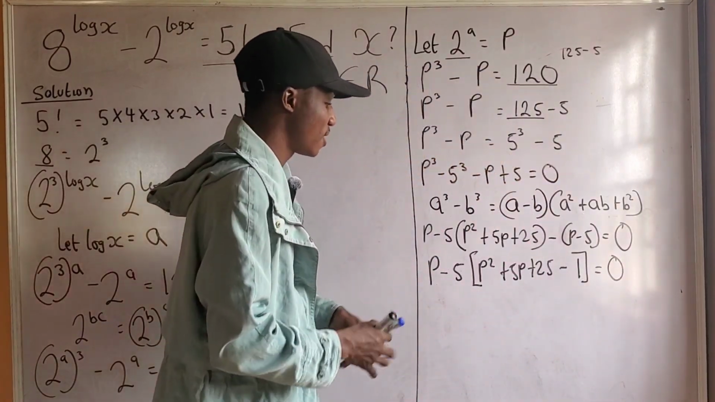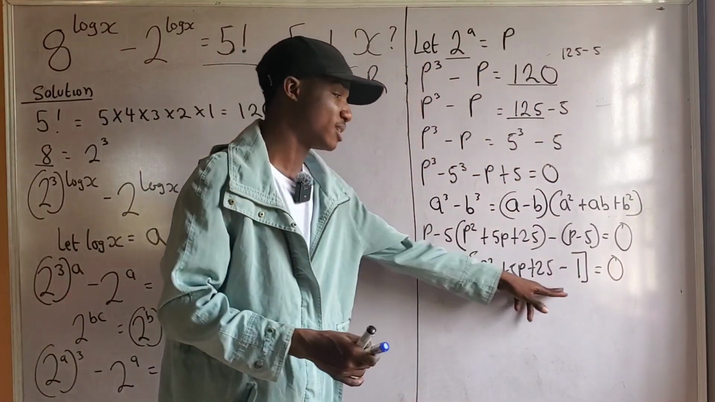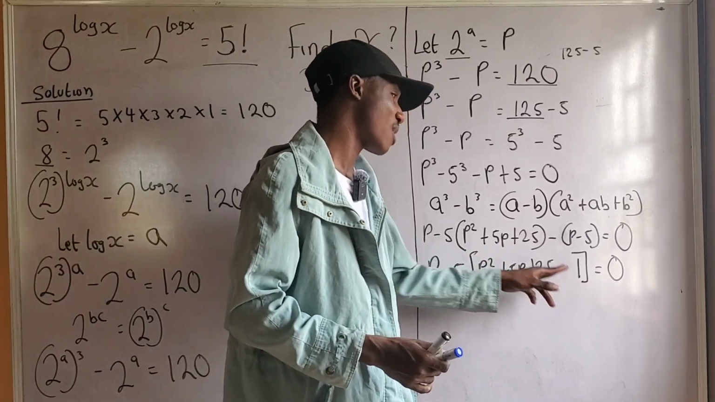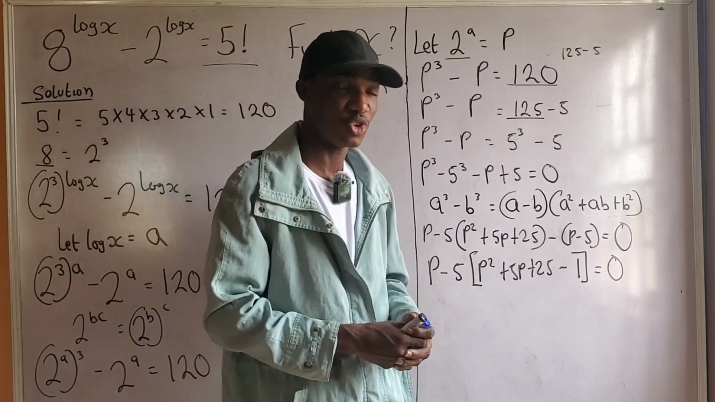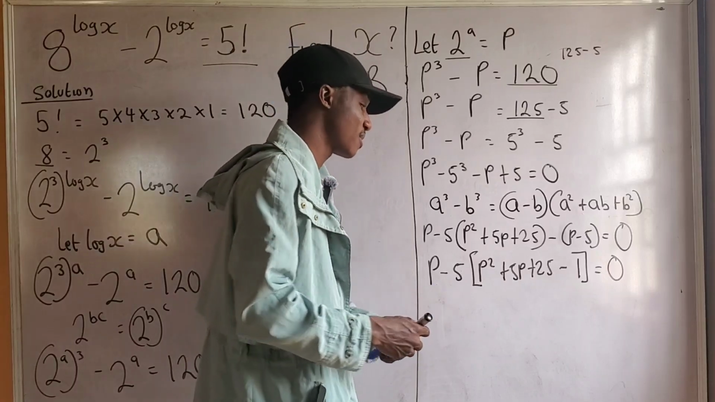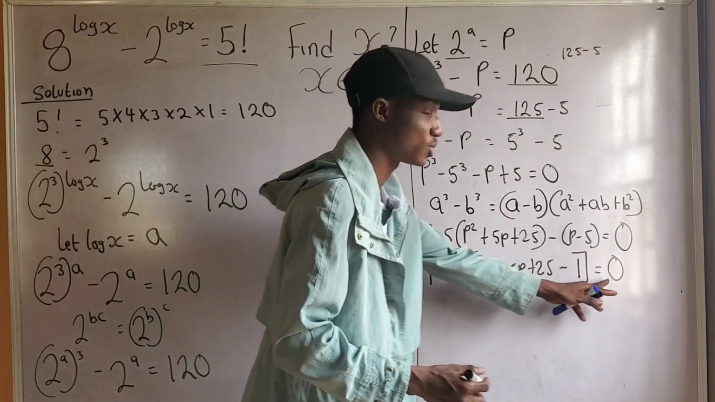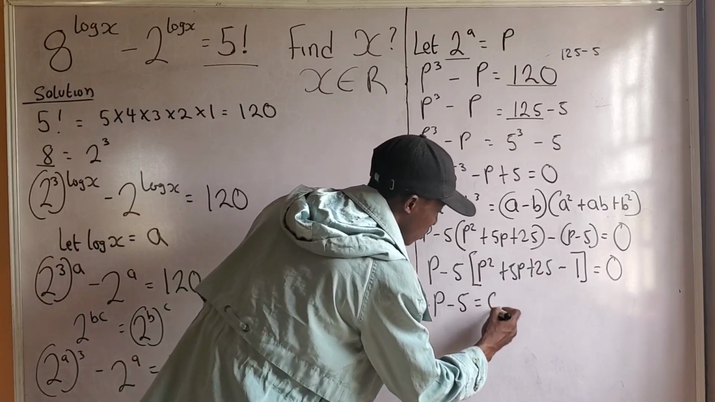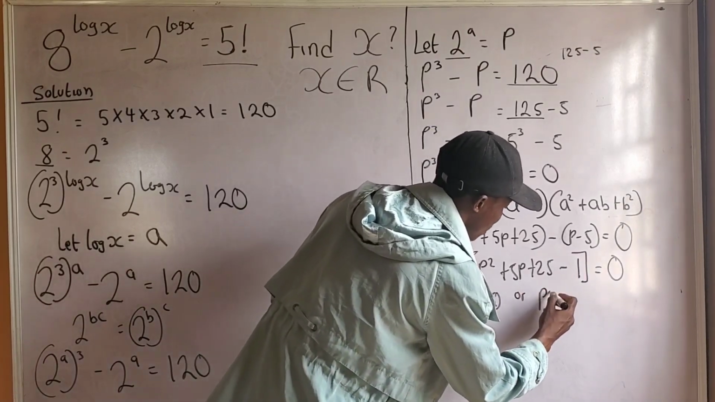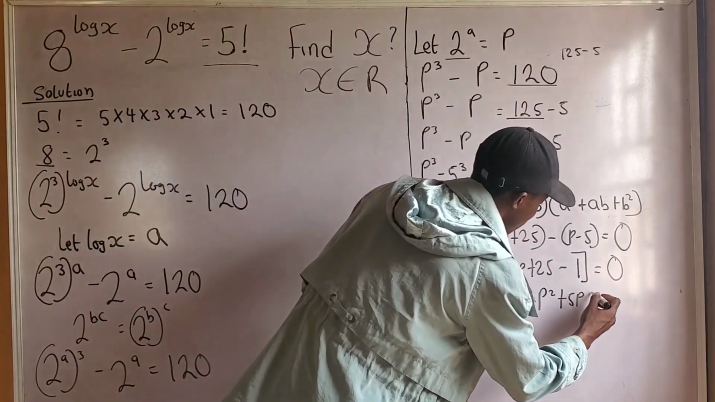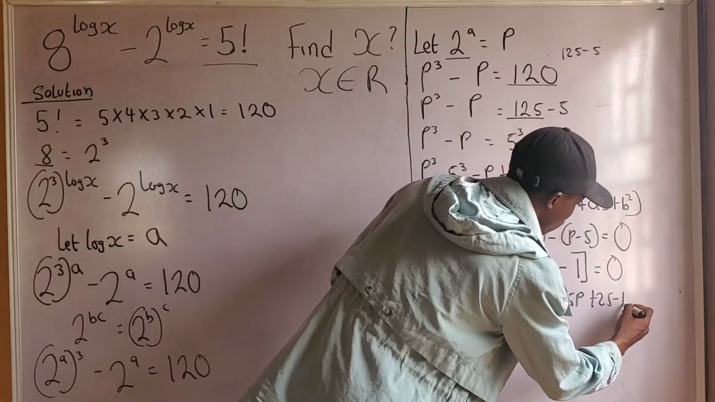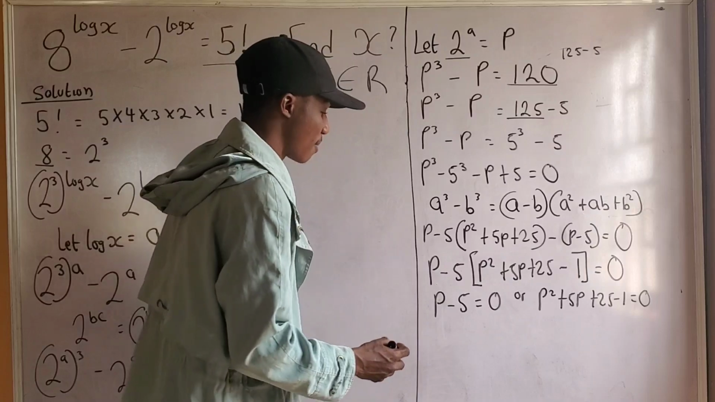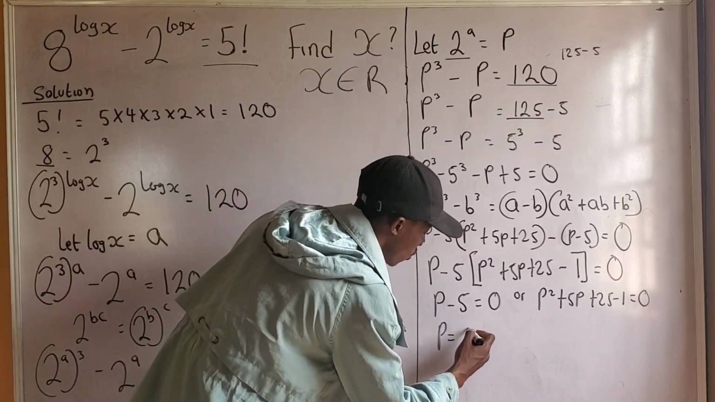Do you know p minus 5 times this, I'm going to have this. Are you getting it? And p minus 5 times minus 1, I'm going to have minus p minus 5. Do you understand? So having gotten to this point, we can set p minus 5 equals to 0, or p squared plus 5p plus 25 minus 1 equals to 0. Do you understand? Okay, now let us deal with this first. I'm going to have p equals to 5.